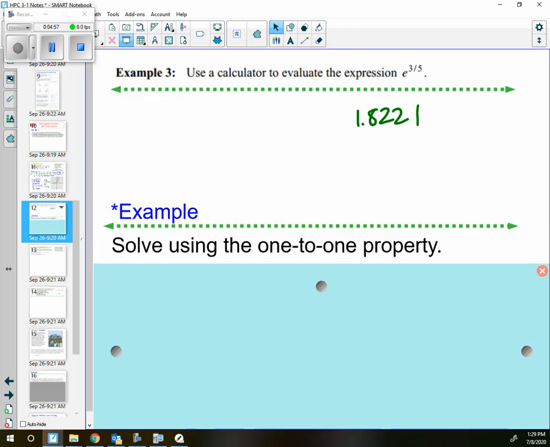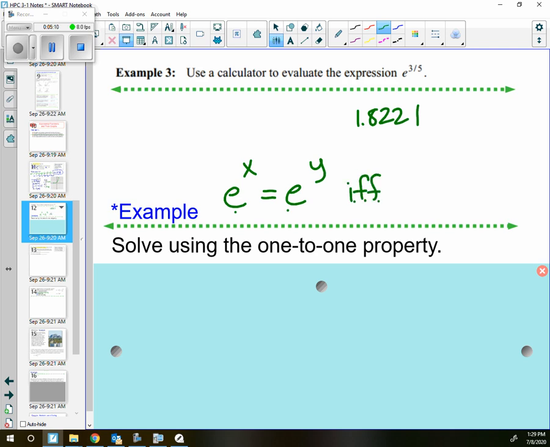You can use the one-to-one property. The one-to-one property is the same in this situation, because if you have e to the x equals e to the y, the bases are the same. That means if and only if, we'll use our abbreviation for if and only if, then x must be equal to y. It's the same thing because the bases are equal. It's kind of a cool deal.